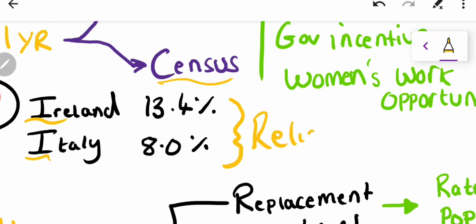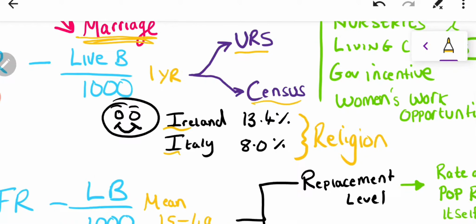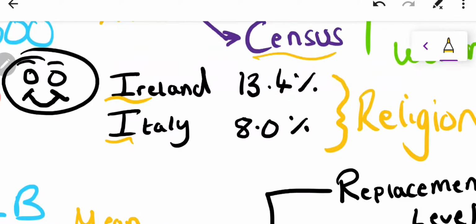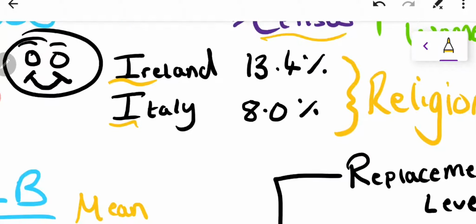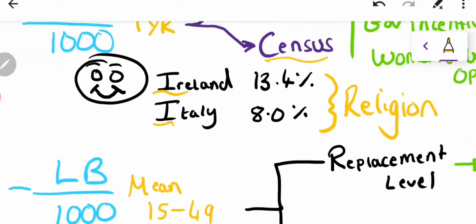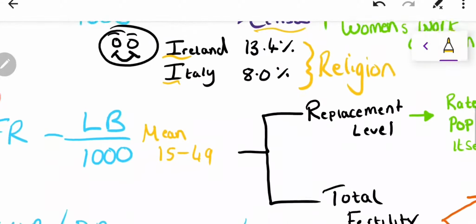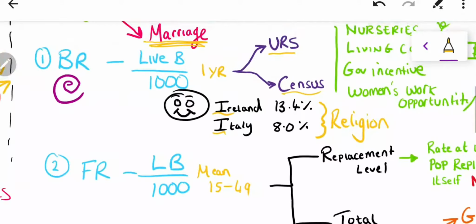You just talk about religion being a big factor in birth rate. Ireland is mainly of Catholic origin, family centered. They're going to have a high birth rate. Otherwise, the other European countries are not so high. Their average, I think, is around 7 or 6 in the EU, something like that. So, live births over 1,000 for that year.